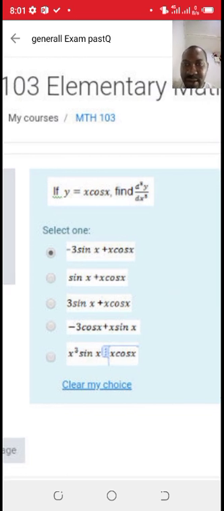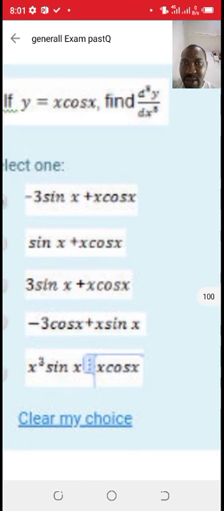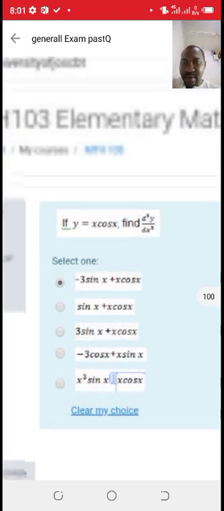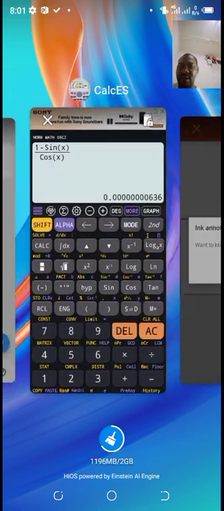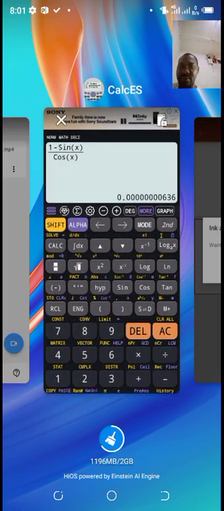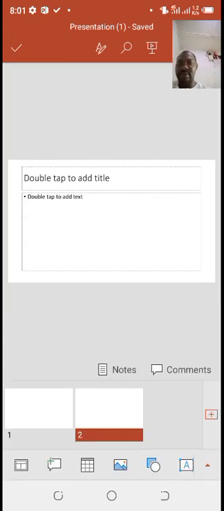We are asked to find the third derivative, the cube d³y over dx³, of x cos x. Well, you cannot use your calculator to find the third derivative of a function, but I can quickly show you a shortcut. Remember the question says y equals x cos x, and we are asked to find the third derivative.